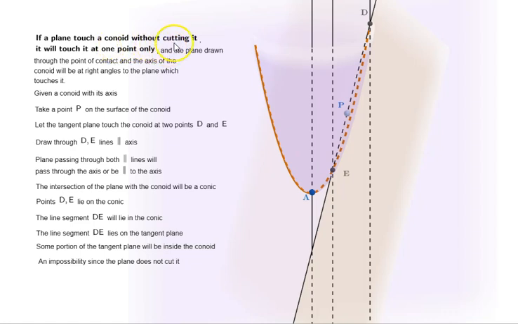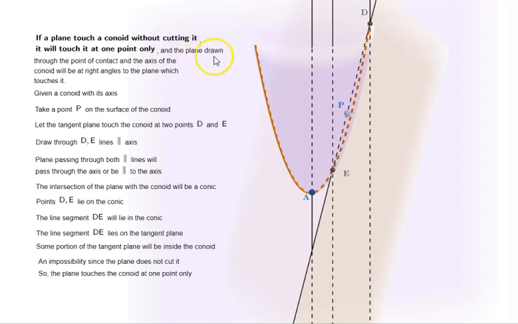If a plane touches a conoid without cutting it, it will touch it at one point only. So even though we have assumed that it is touching it at 2 points, it is still not supposed to cut it, but it is ending up cutting it. So which means the plane touches the conoid at 1 point only. So that was this part of the proposition.